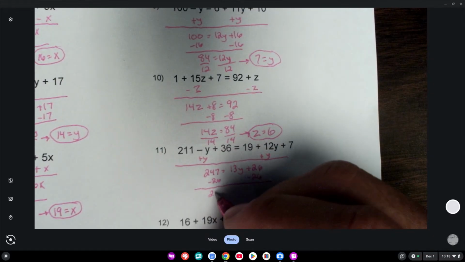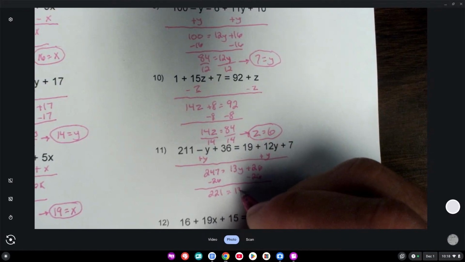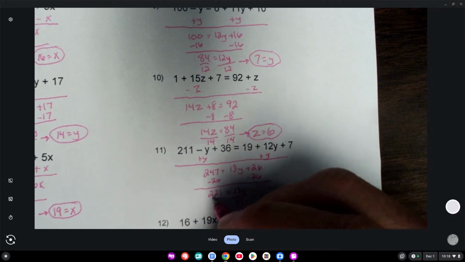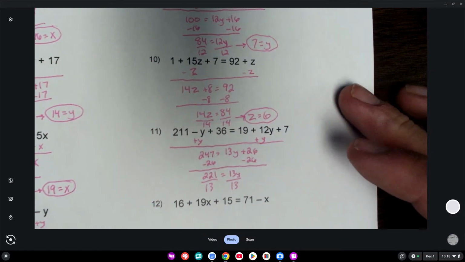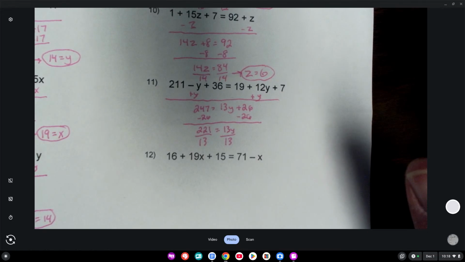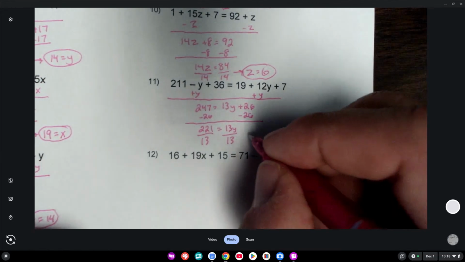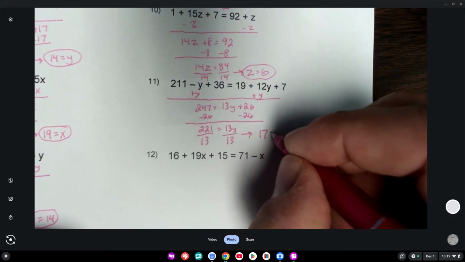So that gives me 221 equals 13y. And I'll divide both sides by that number in front of the variable. So 221 divided by 13 makes 17.